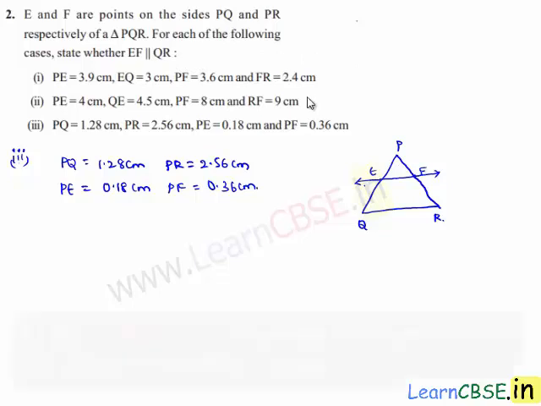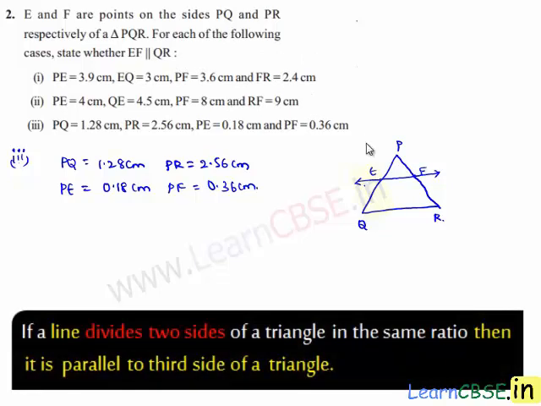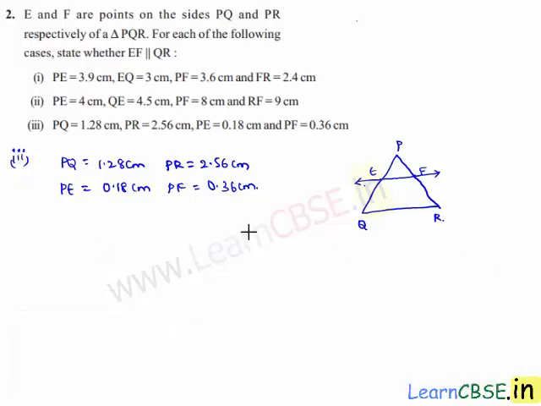From converse of basic proportionality theorem, we can say that when a line passing through two sides of a triangle divides the two sides of the triangle in the equal proportion, then it will be parallel to the third side. So let us check the proportions of both the sides intersected by the line, that is EF. Data is in terms of PQ and PR. Let us convert it into PE and EQ. Already he has given that PE is equal to 0.18 centimeters.